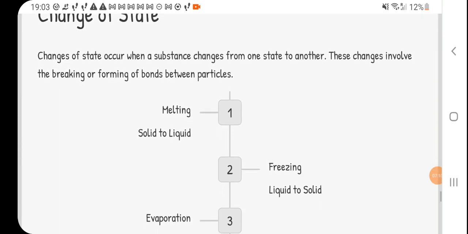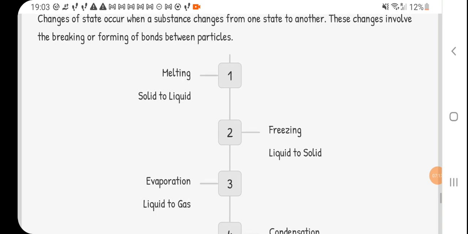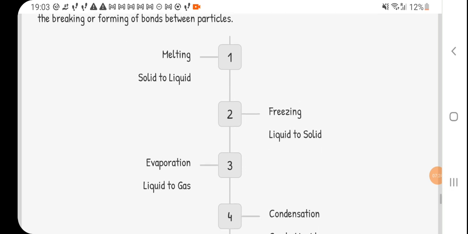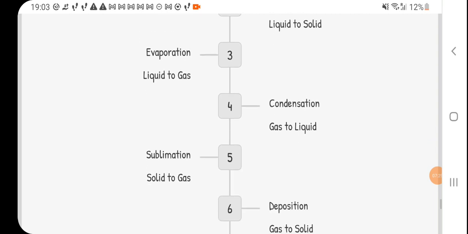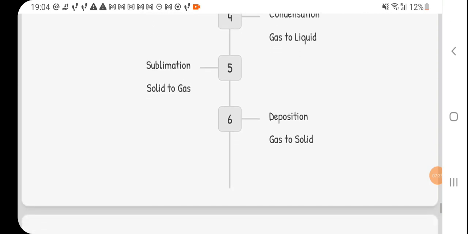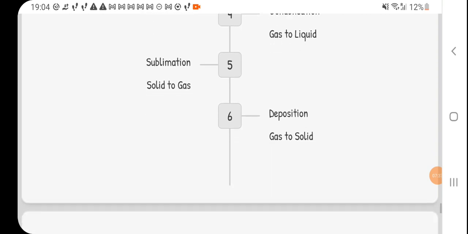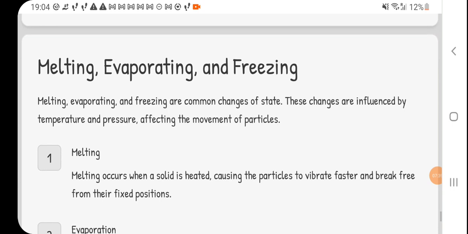Change of state. Changes of state occur when a substance changes from one state to another. These changes involve the breaking or forming of bonds between particles. So: melting, solid to liquid; freezing, liquid to solid; evaporation, liquid to gas; condensation, gas to liquid; sublimation, solid to gas; and deposition, gas to solid.